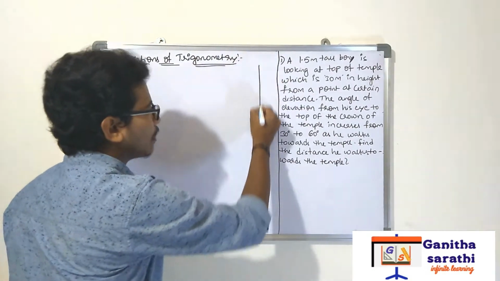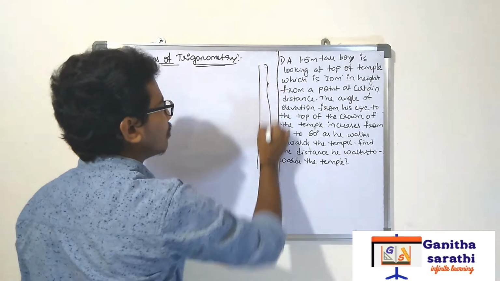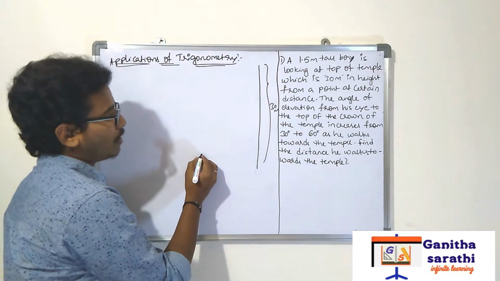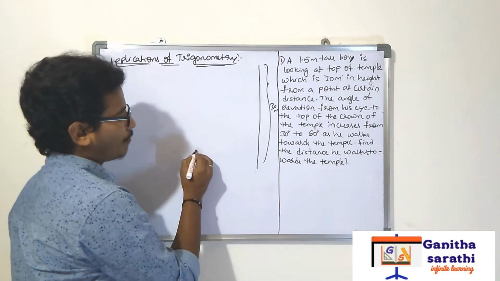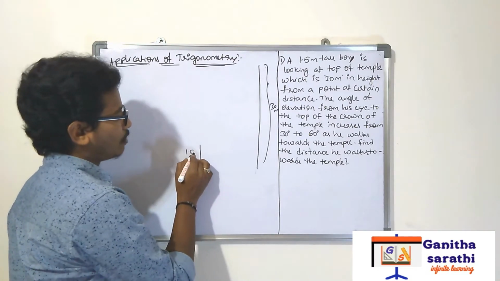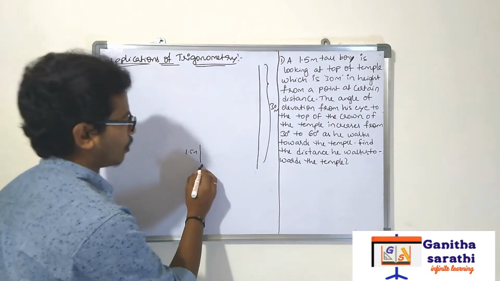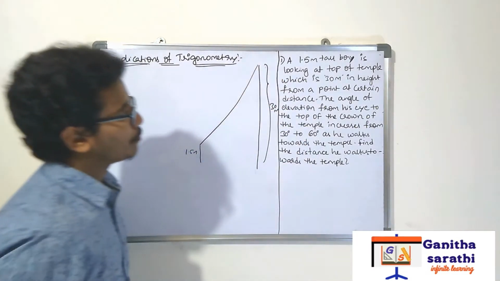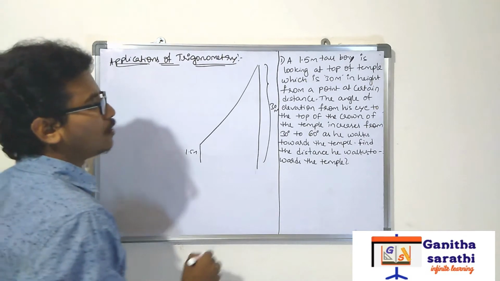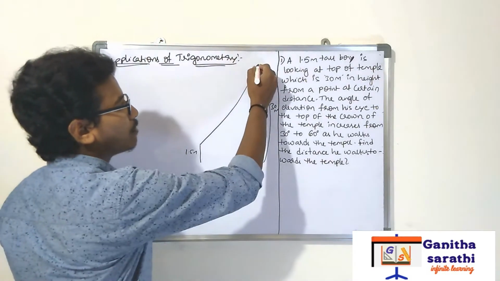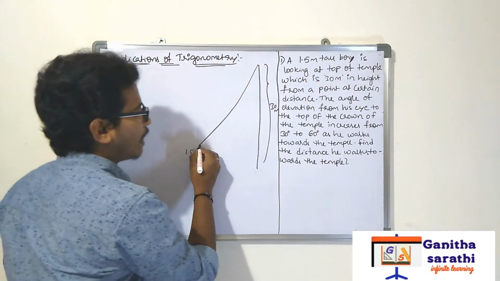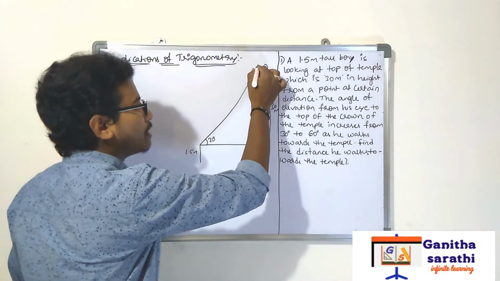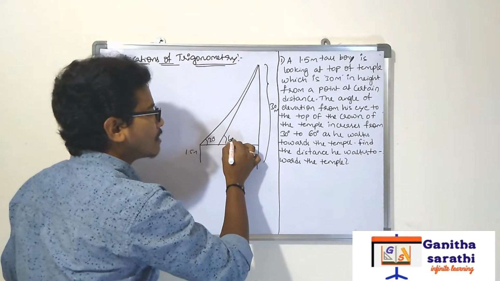Now see here, a 1.5 meter tall boy is looking at the top of a temple which is 30 meters high. So the height of the temple is 30 meters, and the height of the boy is 1.5 meters. Now he is looking at the top of the temple. The angle of elevation from his eye to the top of the crown increases from 30 degrees to 60 degrees. It means at the initial point he is looking at 30 degrees, and after that he is looking at the crown at 60 degrees.